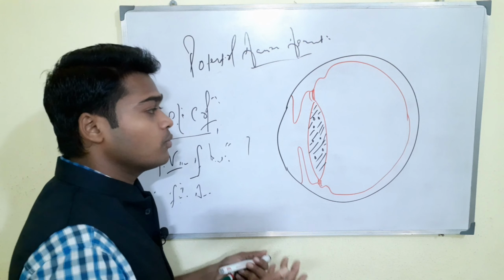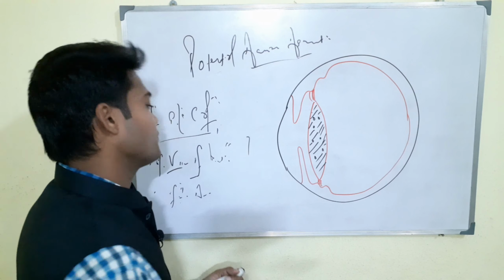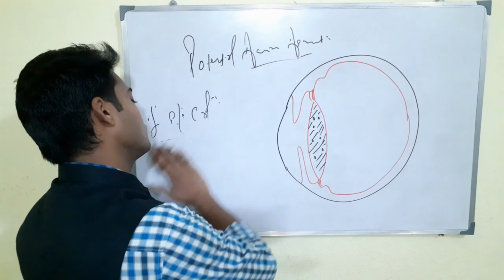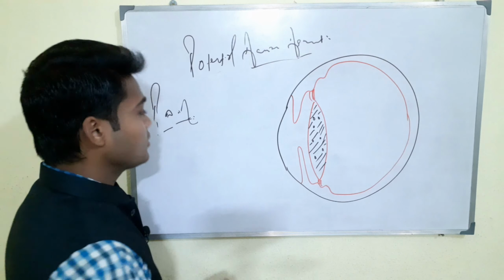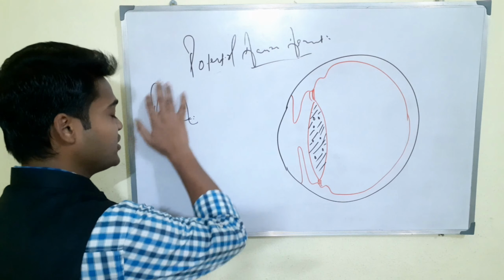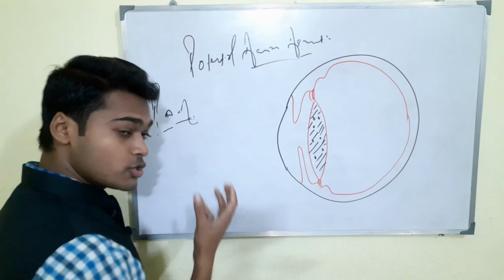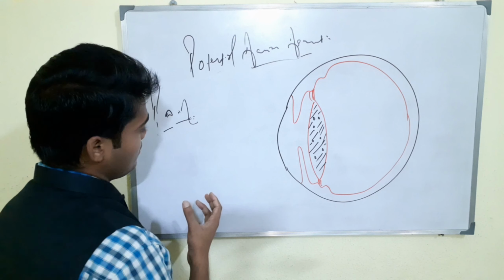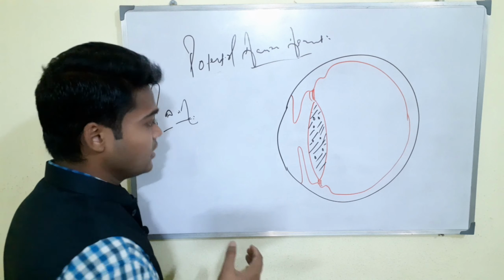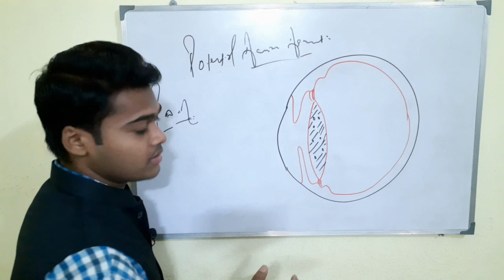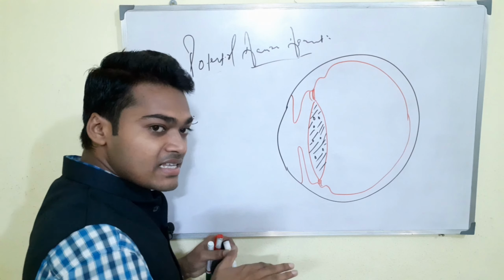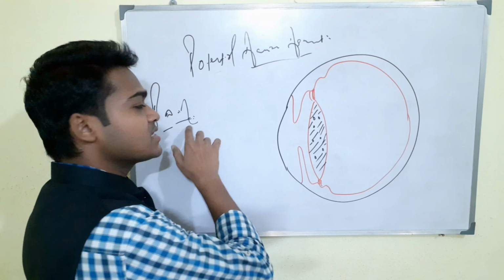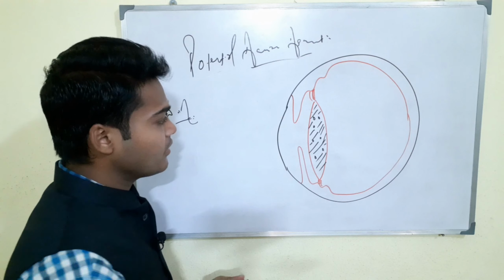Because we are now in modern times, we have a lot of options. So we use an instrument just for measuring the potential acuity assessment. The potential acuity meter is basically an instrument, and another instrument is interferometry. They are also used for measuring the potential acuity assessment. In this session we will discuss the potential acuity meter.